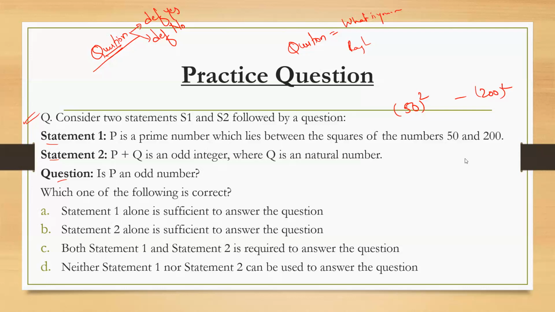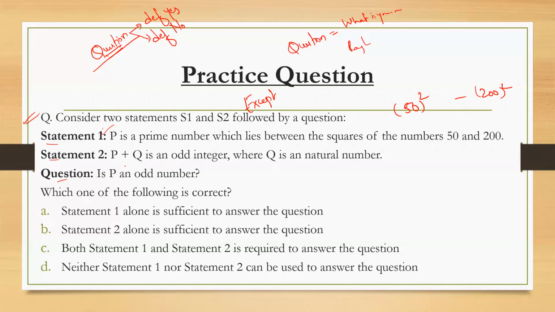So here, what might be the logic? What is the logic for the first statement? P is a prime number which lies between the squares of, that is, 2500 and 40,000. Exactly. Except the prime number 2, all other prime numbers, it does not matter what the range is, all of them will be odd numbers itself. So here statement 1 does answer my question.